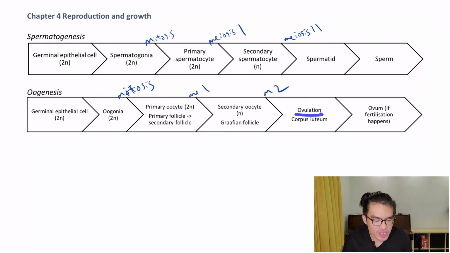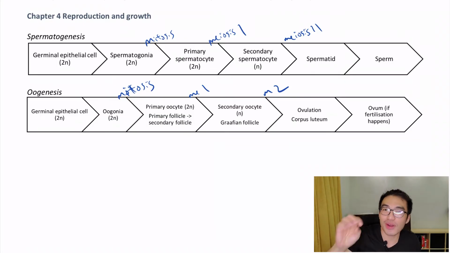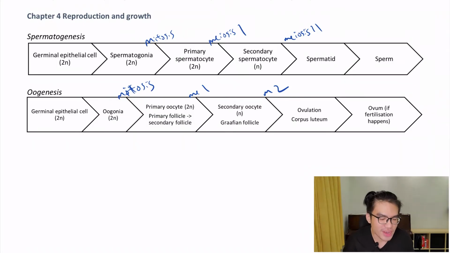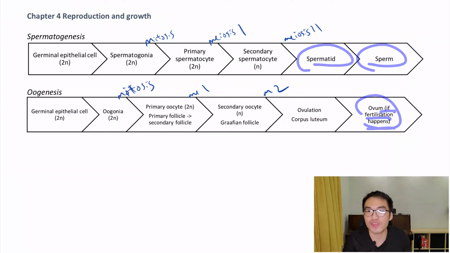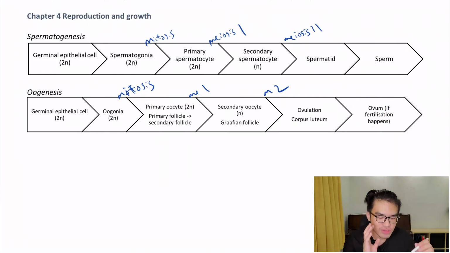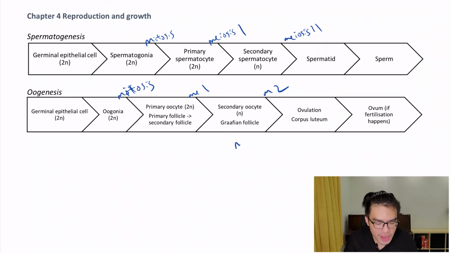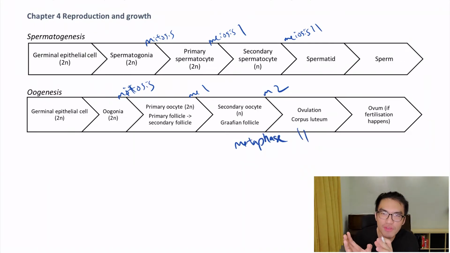Next, you have your ovulation. This Graafian follicle will turn into your corpus luteum. This is the guy that releases progesterone to make pregnancy successful, right? And then you have the spermatid and sperm, and then you have the ovum only if fertilization happens. So your secondary oocyte, they will stop at metaphase 2 every month, waiting for the sperm to come.